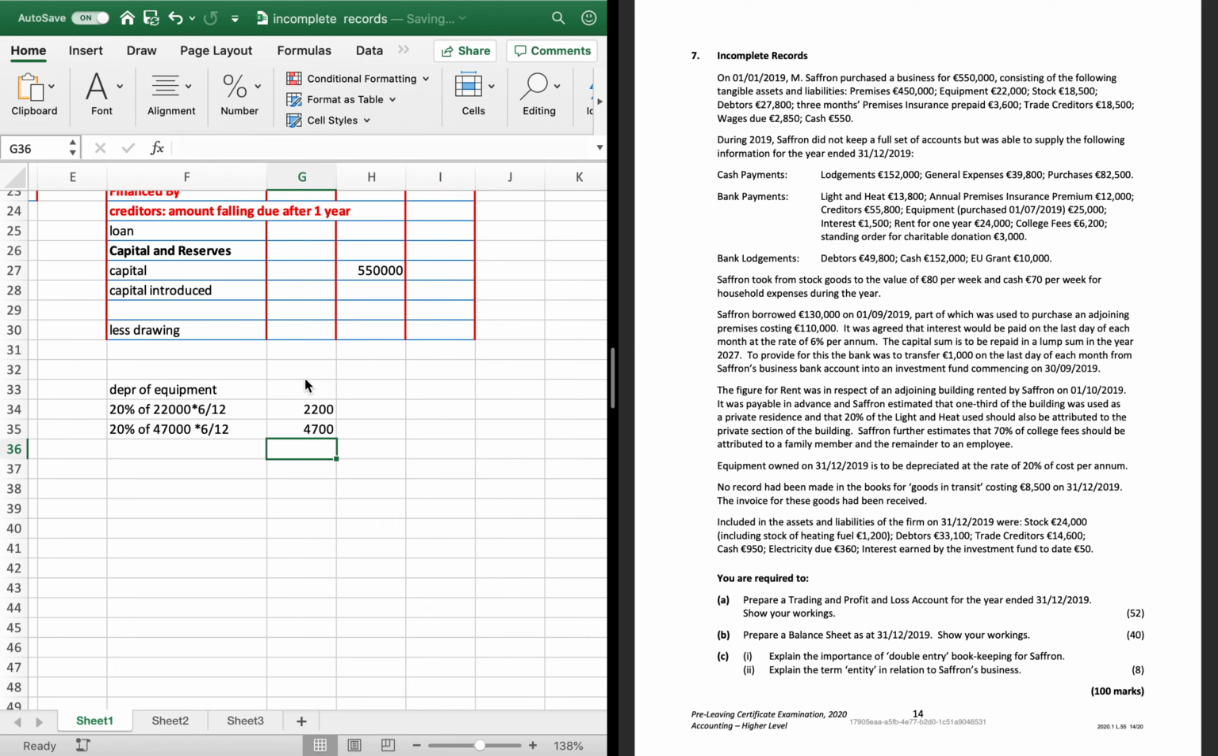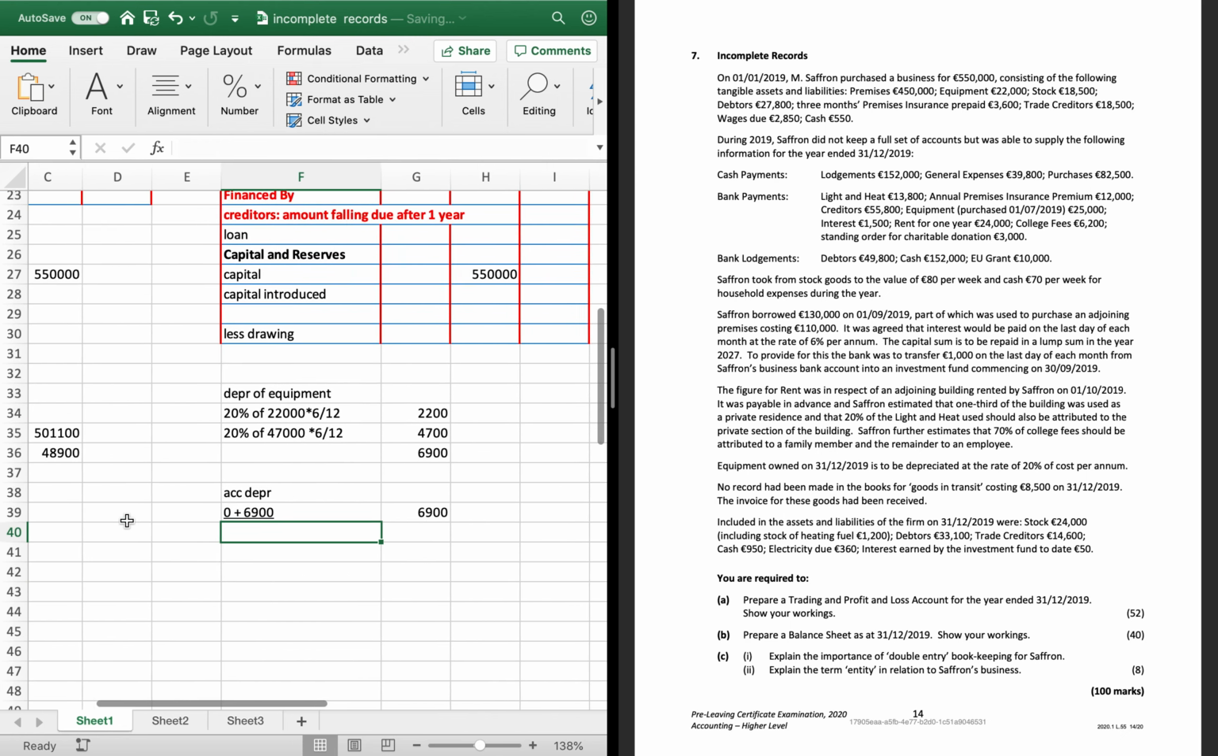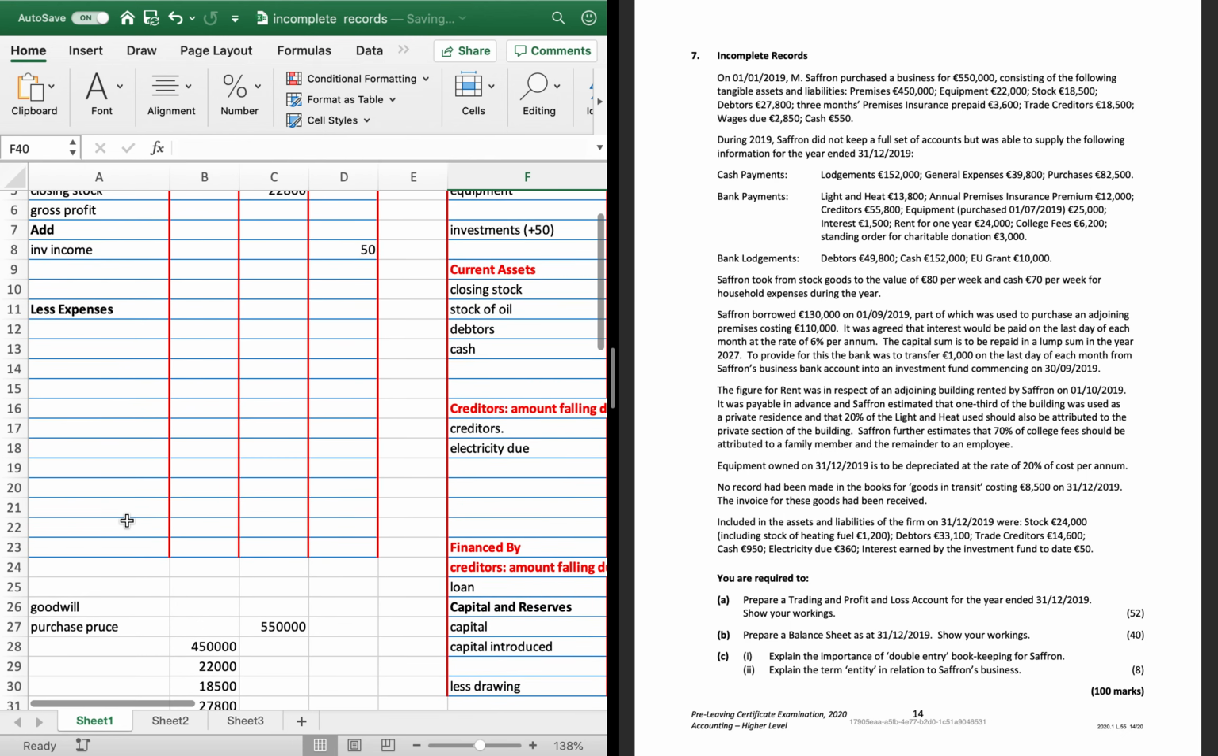So that's 6,900 for the depreciation. And anytime we have a depreciation, we have accumulated depreciation. So in this case, it's 0. There was none at the start. Plus the 6,900 is equal to 6,900. Okay, so depreciation as an expense is going in at 6,900.